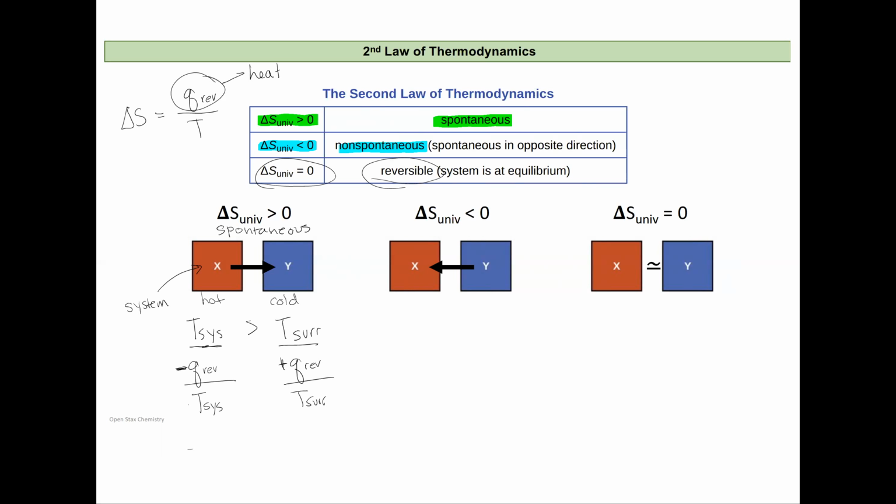And so with this system temperature being larger and this negative value on the heat, we can expect that the change in entropy for our system is going to be less than the change in entropy for our surroundings. And this is going to lead us then to entropy for our universe that's positive and therefore spontaneous.